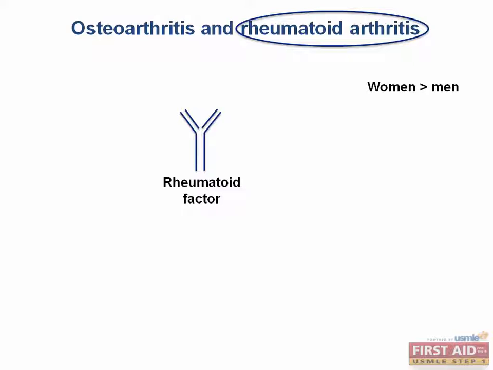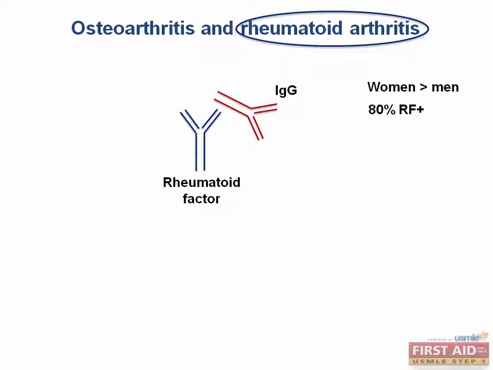The classic antibody is aptly called rheumatoid factor, or RF, which is actually an antibody that develops against the Fc portion of IgG. However, only 80% of the people with this disease are actually positive for rheumatoid factor. So while it's important to know, it is not necessary to make the diagnosis.